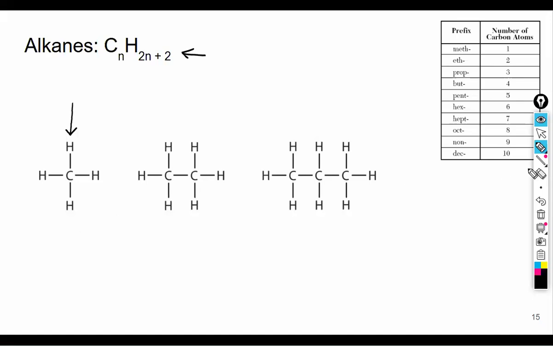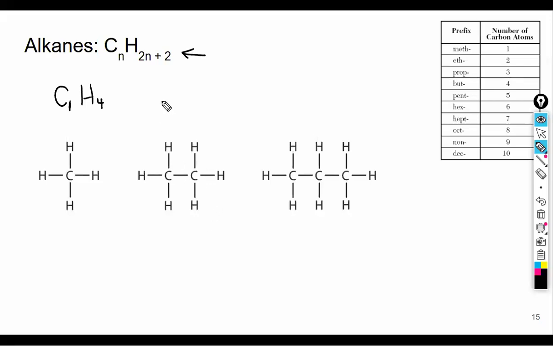Let's see if it obeys the formula. It has 1 carbon, so it's C1. N is 1. 2 by 1 is 2. 2 plus 2 is 4. How many hydrogens does it have? 1, 2, 3, 4. Yes, it is an alkane.